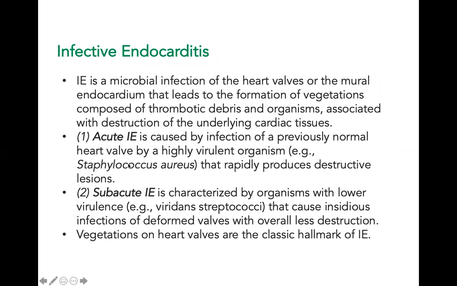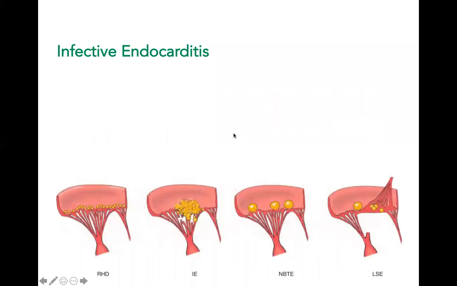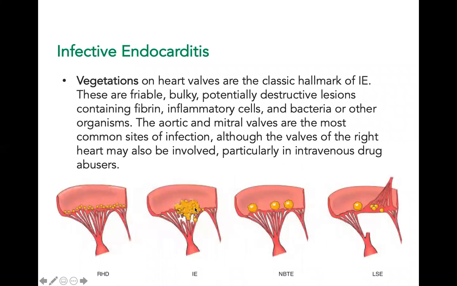So usually Staphylococcus aureus. So very particular ako dyan na aureus acute, okay? While your subacute viridans, the less invasive or less virulent. So vegetations in the heart are the classic hallmark of your IE. Ano ba yung vegetation? So vegetations are friable, bulky, potentially destructive lesions containing, again, fibrin, inflammatory cells, bacteria, or other microorganisms, can be fungal, pwede yun. Alright? So ito yung itsura niya.